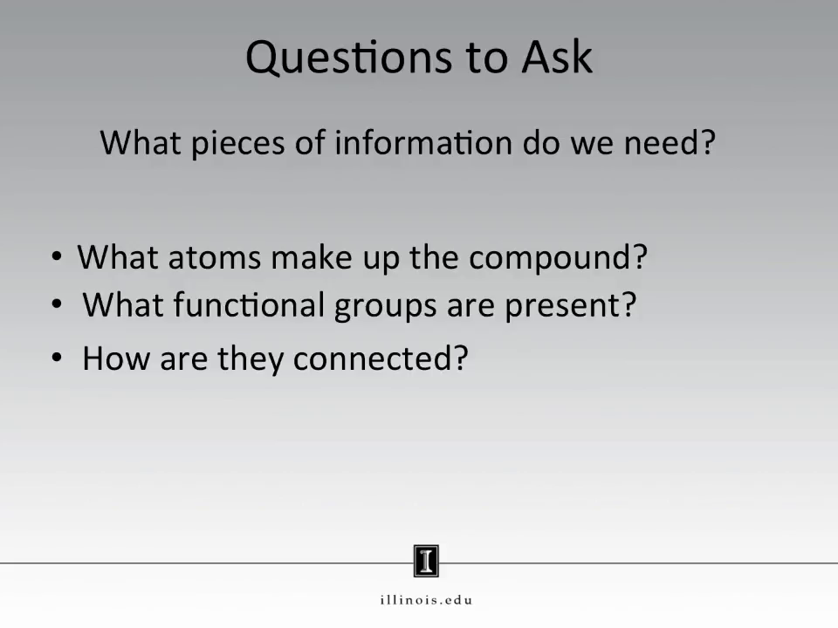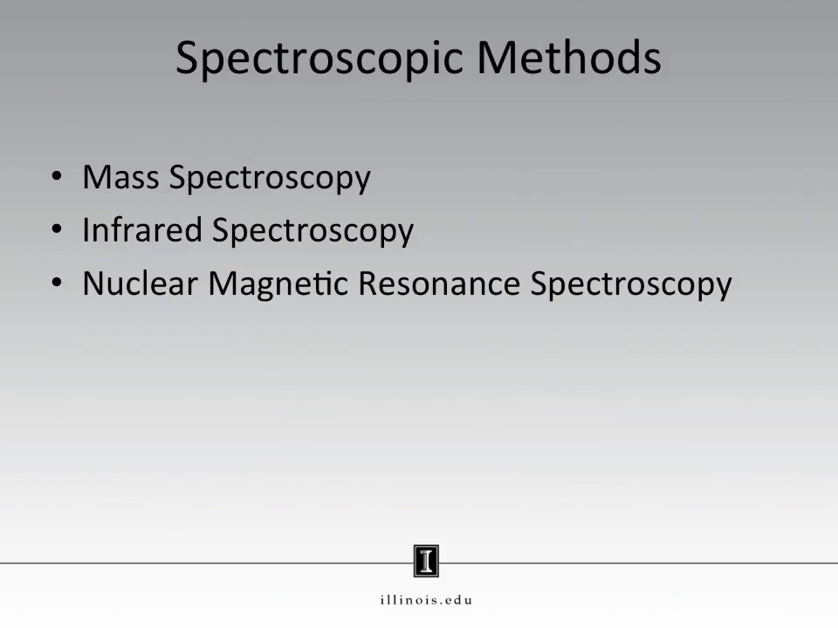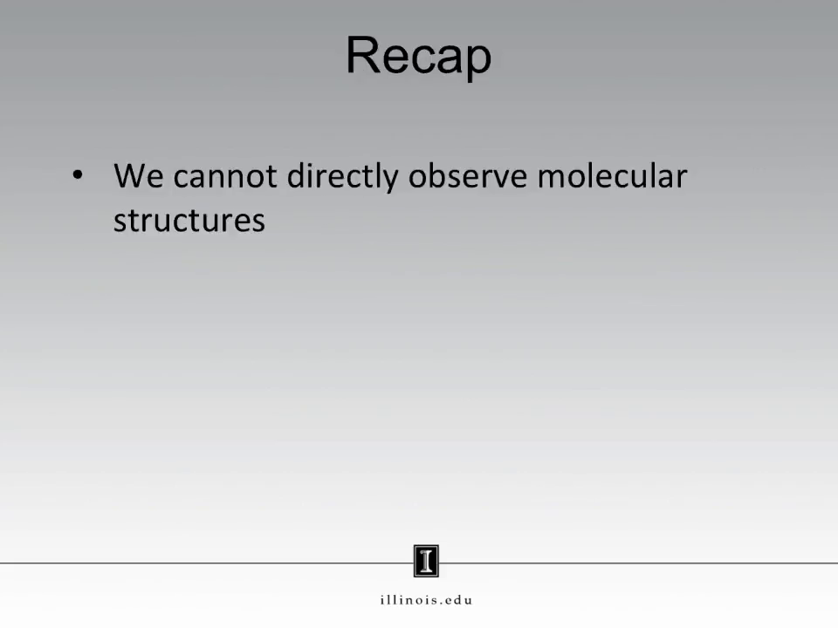Each spectroscopic method you will learn about in this course will help answer one or more of these questions. The spectroscopic methods you will use in this course will be mass spectroscopy, infrared spectroscopy, and nuclear magnetic resonance spectroscopy. For now, all you need to be aware of is what spectroscopy is and why we use it. That brings us to the end of this webcast.